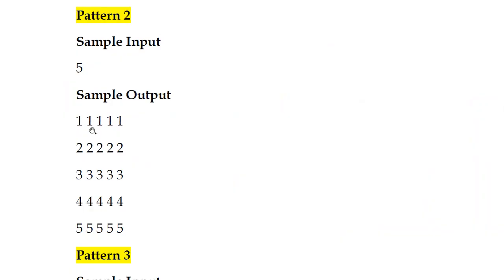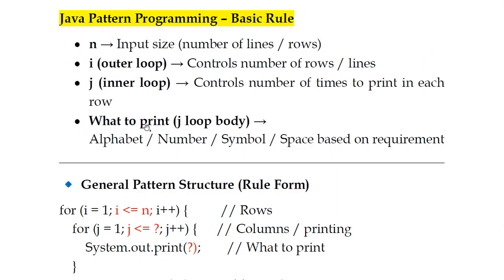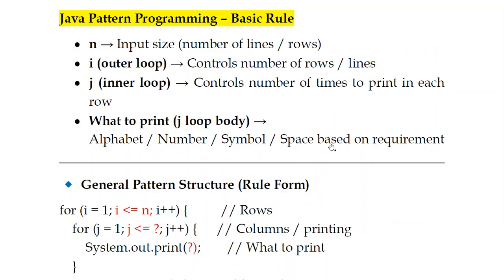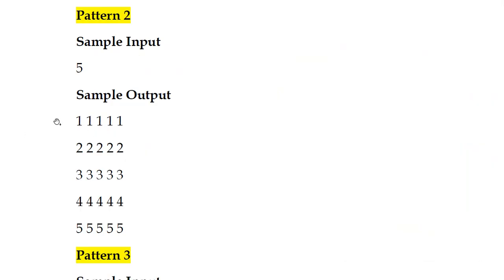5 times means 5 times, 4 times means 4 times. But what's the value you're going to print? The body of the j loop, as per our rule. What's the body of the j loop printing? Number. This time not the symbol. In our previous example, we discussed symbols, but this time we are printing numbers. Keep it in mind. So how to bring this number? We can go with the logic.